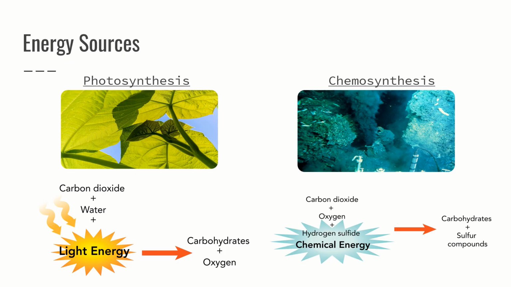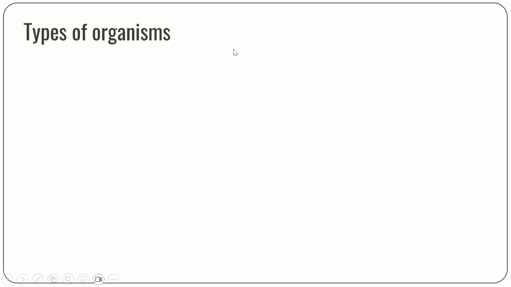So you already have a chemical energy form, and you're just converting that into the carbohydrates that are needed for living organisms. And the bacteria that carry out this process also release some sulfur compounds. But from there, then the energy can move through the rest of the living organisms.